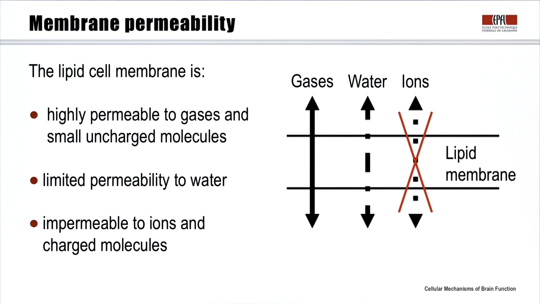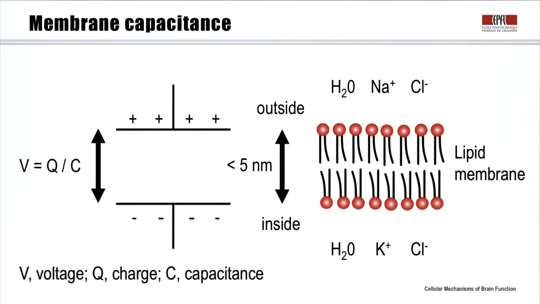The cell membrane has very limited permeability to water, and most importantly, the cell membrane is impermeable to ions, that is, charged atoms and other charged molecules. Ions are of enormous importance in all biology, but nowhere more so than in the context of brain function. Ions are charged, and it is this charge of the ions that forms the basis of electrical signaling in the nervous system.